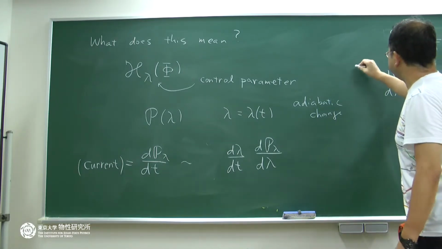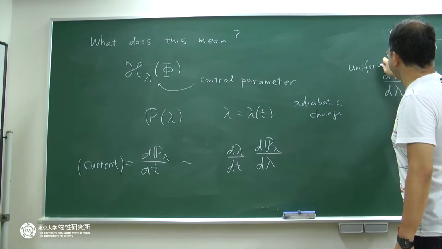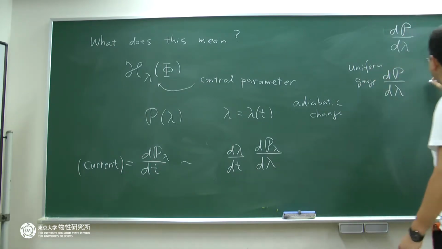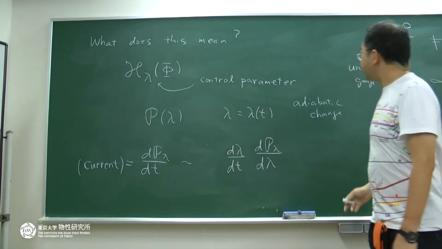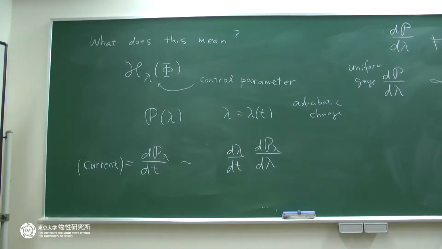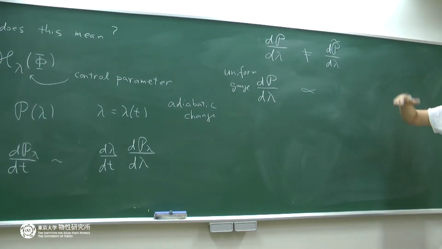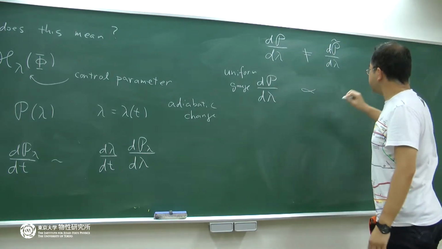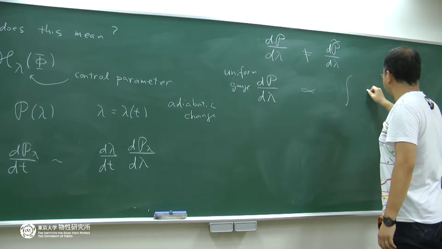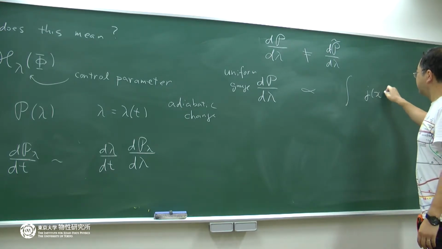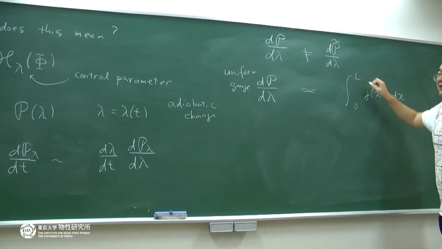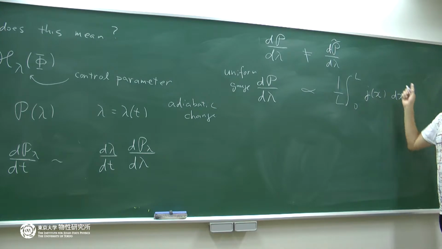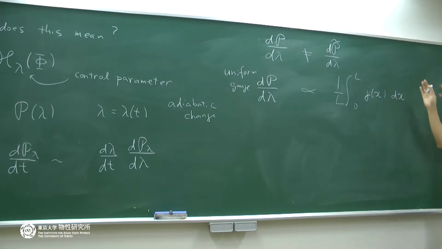This one calculated using uniform gauge is related to the current, but because in uniform gauge the vector potential is changed uniformly everywhere, this change is related to the current density at location x integrated over the entire system. So this is like a current flowing in the system, averaged over the entire system.